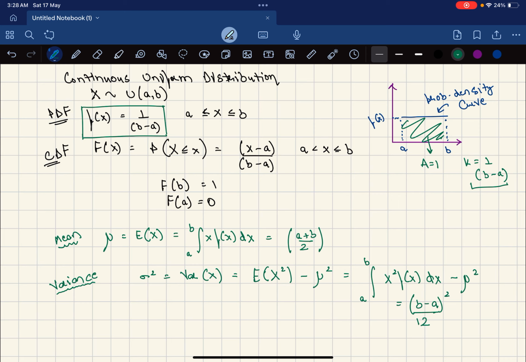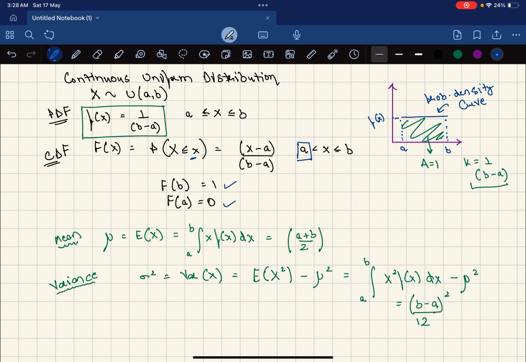Then we also looked at the cumulative distribution function, which gives the probability of the random variable taking a value less than or equal to some x value, and we got it as x minus a upon the range of the distribution again, which is b minus a. And we looked at calculating the value of the CDF at the right end value b, which gives 1 because all the values are less than or equal to b. Therefore, the probability of getting a value less than or equal to b is 1. And similarly, the value of the CDF at the starting value a is equal to 0 because there is no probability of getting an x value less than a.